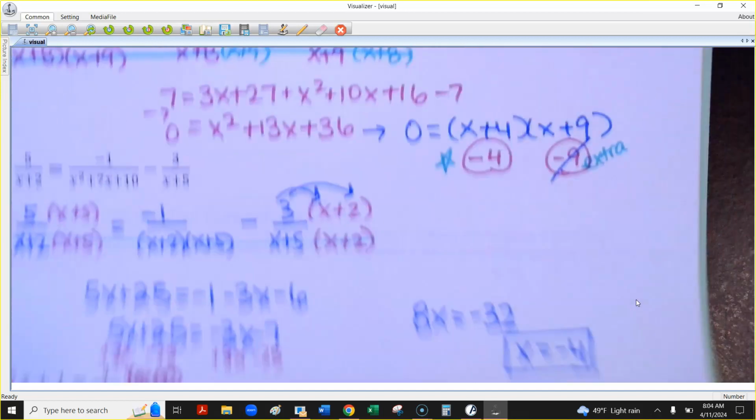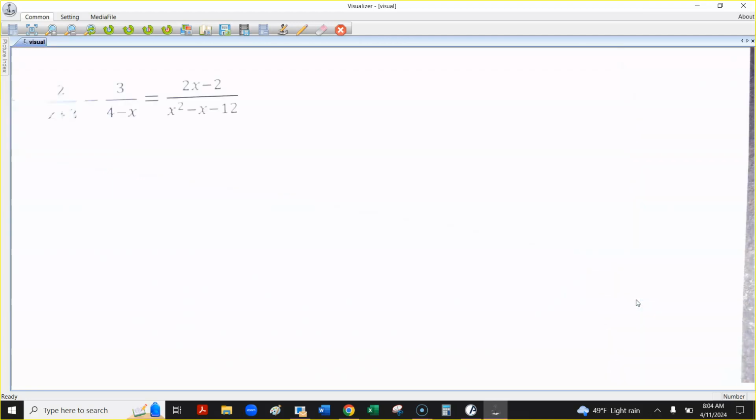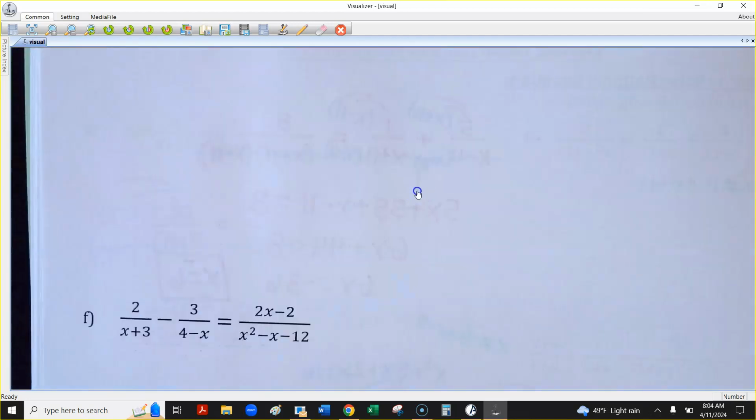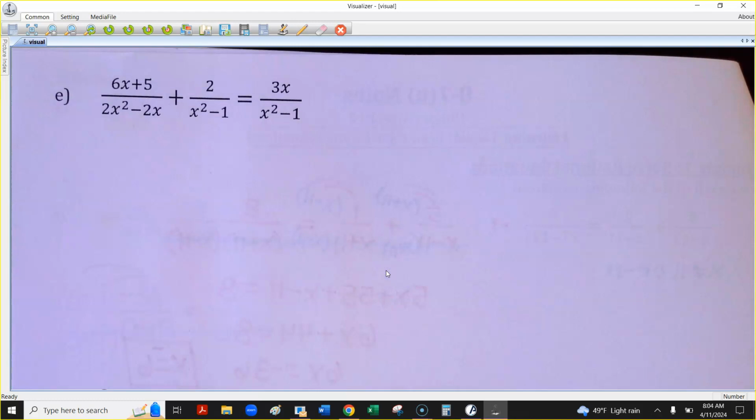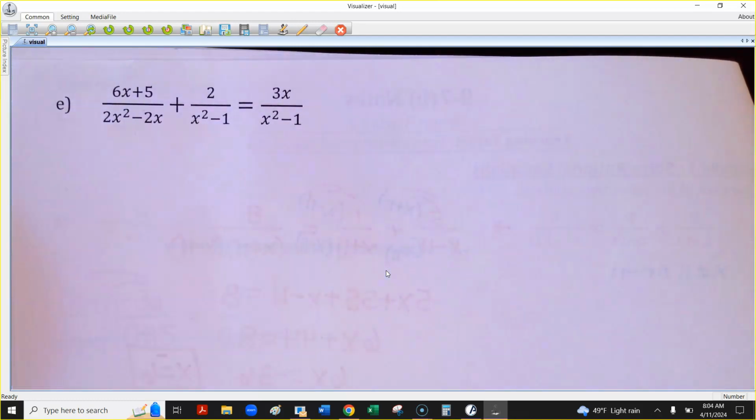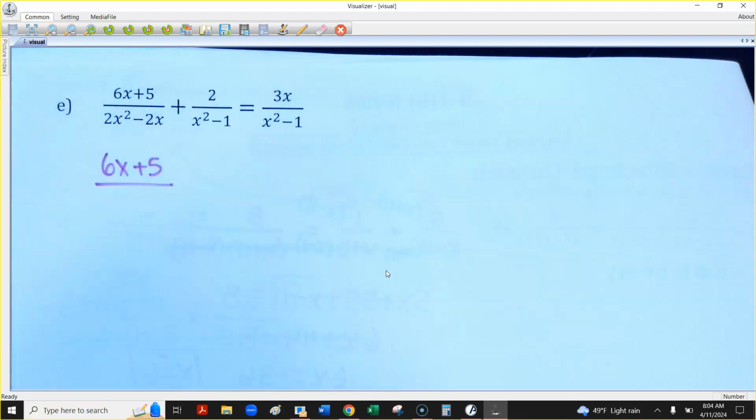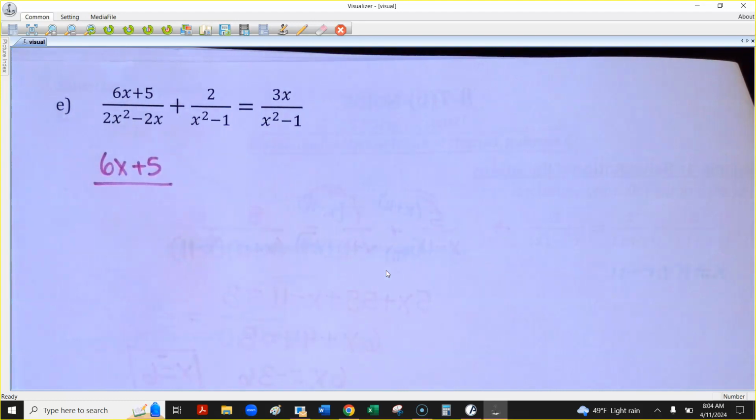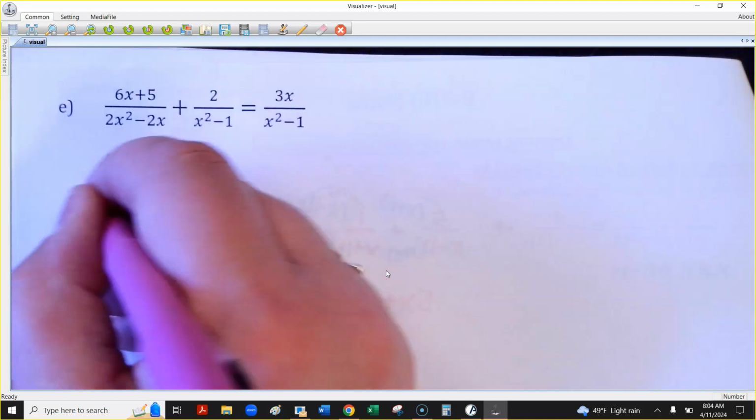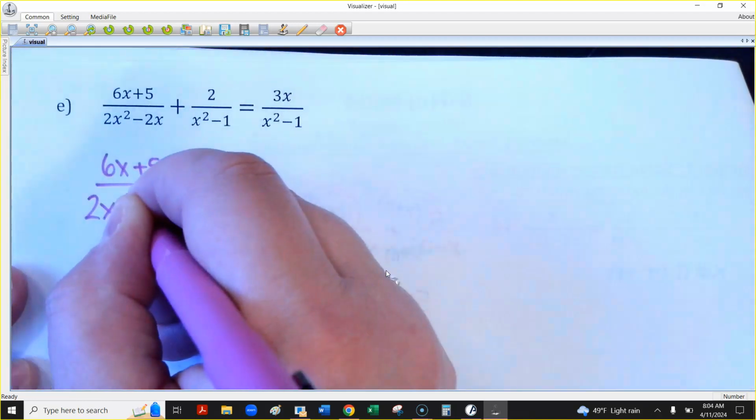Okay, let me flip this up. Now we're just going to try and factor a little bit. Don't worry about the top, just the bottom. What could I do to factor the bottom of that first fraction? I've got 2x squared minus 2x. Is there anything that you could take out in front? What do you think? 2x. Okay, what would you have left? X minus.